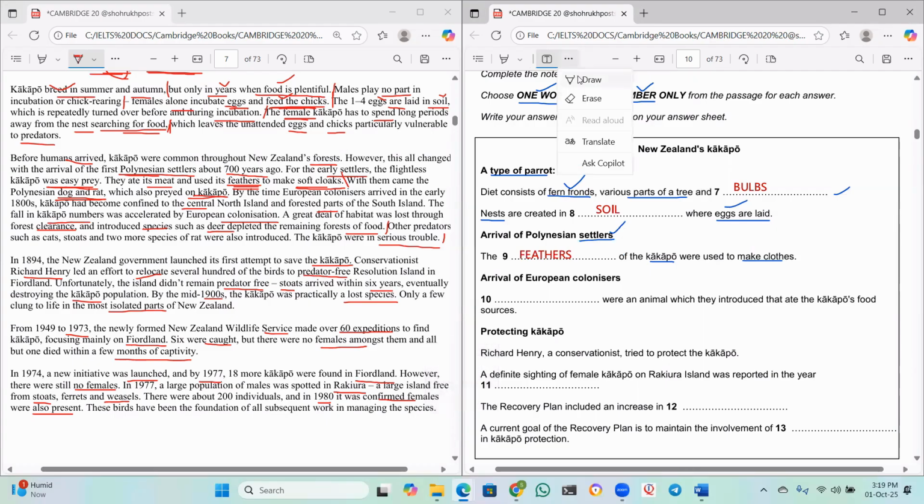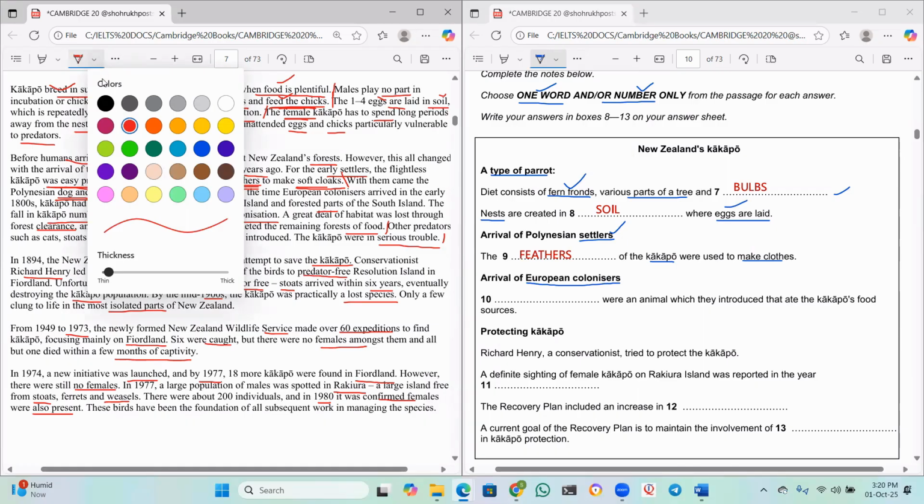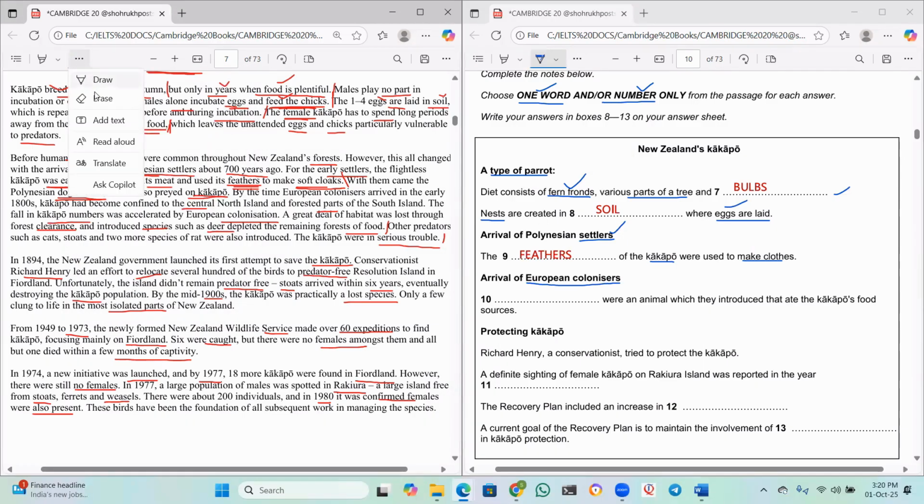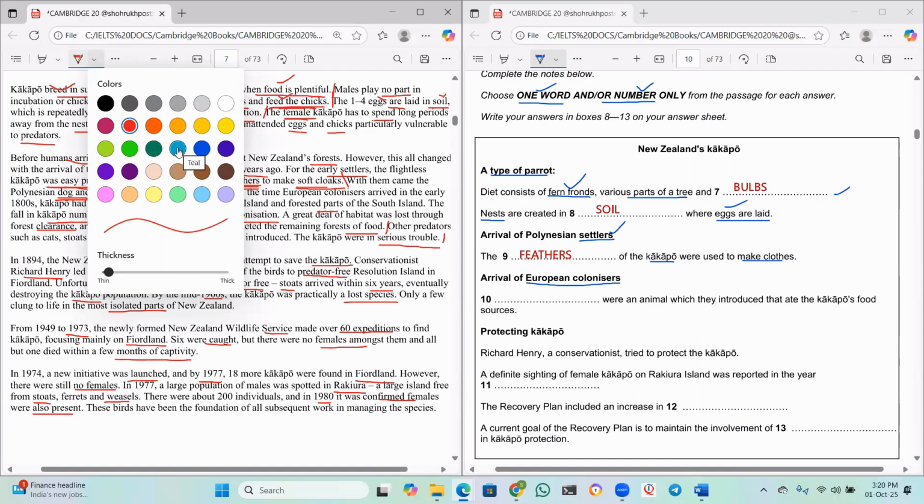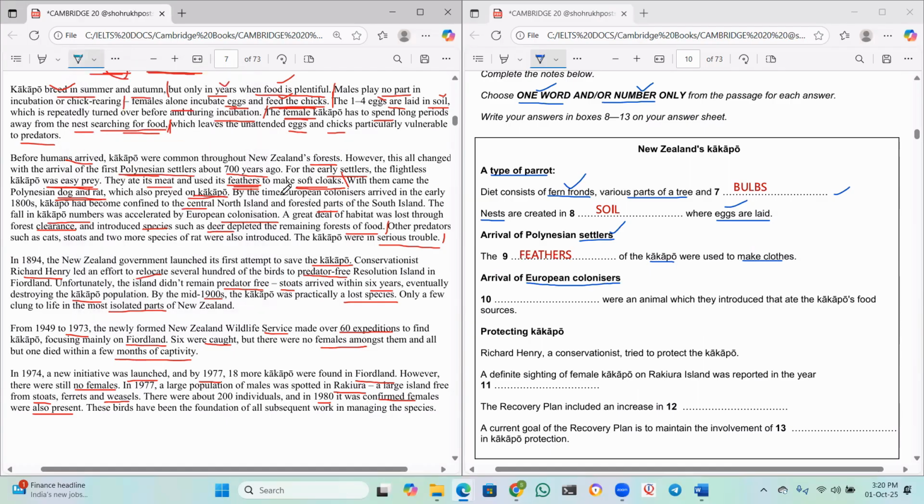Let us move to the next one. Here we have to just underline the keywords and search for them in the paragraph. That's the same strategy, okay? Now he's talking about arrival of European colonizers. I think we read about them in the same paragraph, right? Shall I use something else to highlight? Let me use some other color. So, European colonizers. Now, dash were an animal which they introduced that ate the Kakapo's food sources. So these guys introduced some animal which ate the Kakapo's food source.